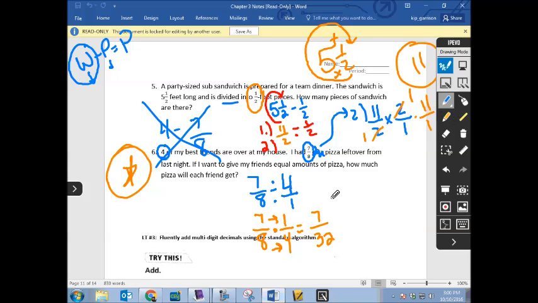We need to make sure this is in simplest form. Okay, so in simplest form, I know that the only factors of 7 are 1 and 7. 7 is the only thing that could help me. 32 is not divisible by 7. That is in simplest form.